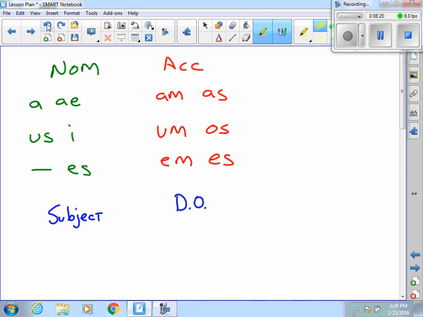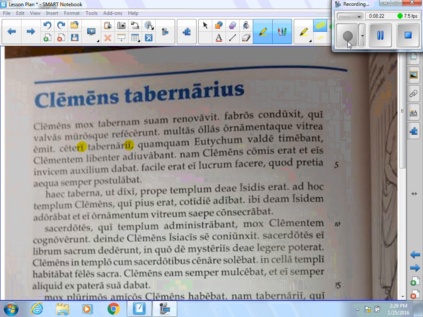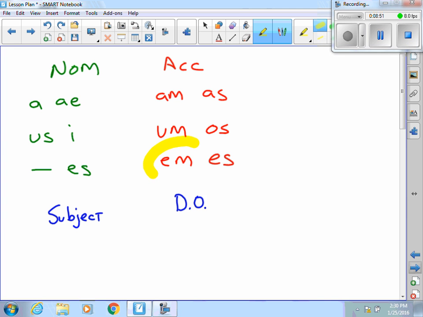I have an interrupter here, quam, because I haven't gotten to a verb yet. I'm going to draw a line. Quam, eruptum, valde, timebant. That's where the last verb is, right there. So I'm going to box this out. This is what we call an interrupter. This really doesn't have anything to do with the rest of the main clause. So I'm going to continue on. I have clementum, that's an em, that's accusative. Right there's that em, that's the accusative. So it's going to be my direct object.